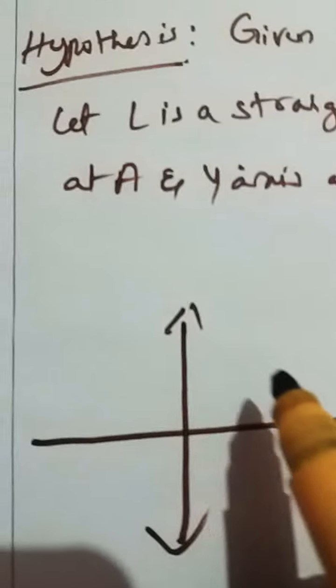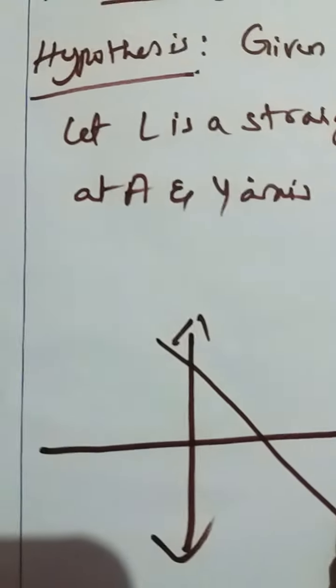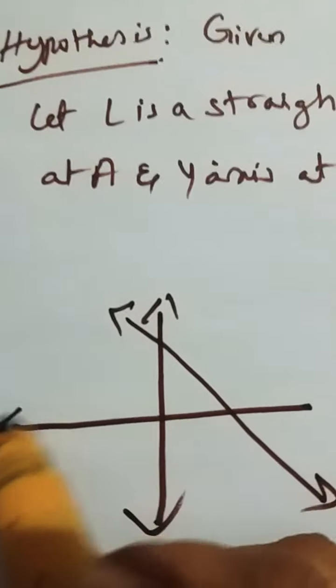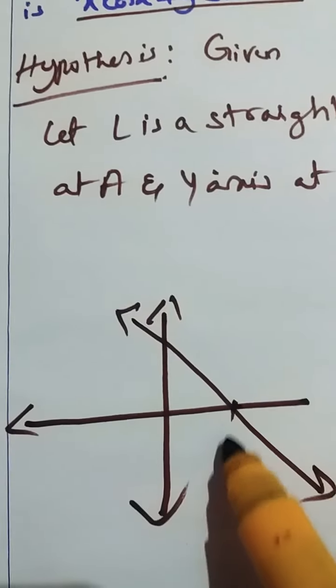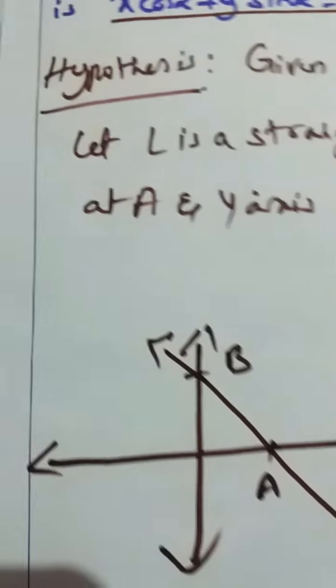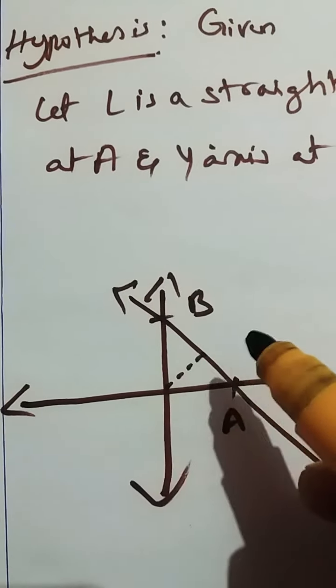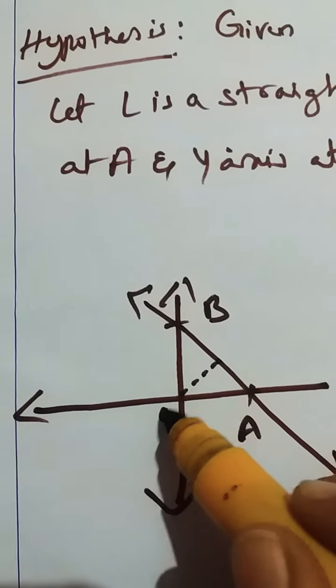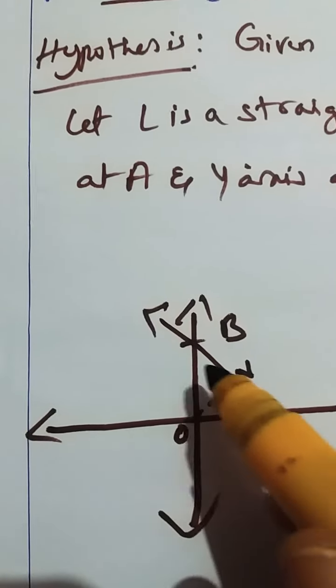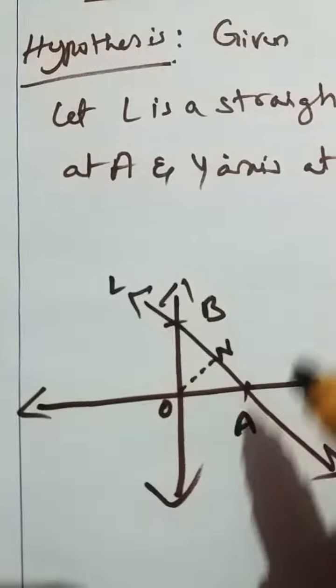So, first let us draw the figure. You observe here. We have two axes, the x-axis and the y-axis. Now, I will take a line L which meets the x-axis at a point A and the y-axis at a point B. So, P is the foot of the perpendicular from the origin. I will draw ON which is perpendicular to our line L, and the distance ON is p.